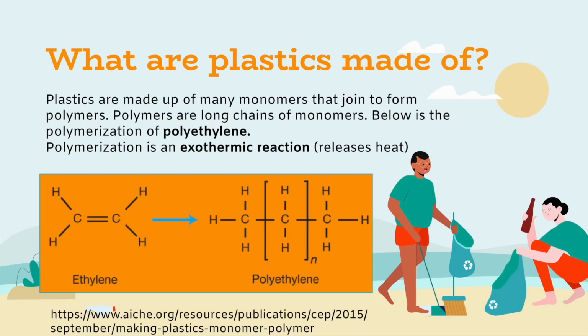What are plastics made of? Plastics are made of many monomers that join to form polymers. Polymers are long chains of monomers. Below is the polymerization of polyethylene. Polymerization is an exothermic reaction, therefore it releases heat. The degradation of polymers includes the different changes that occur in the structure and physical properties of polymers and polymer-based products that cause the loss of properties such as tensile strength, shape, and color as a result of environmental factors. In this case, we will be covering plastic polymers that break down or don't when introduced to our oceans.